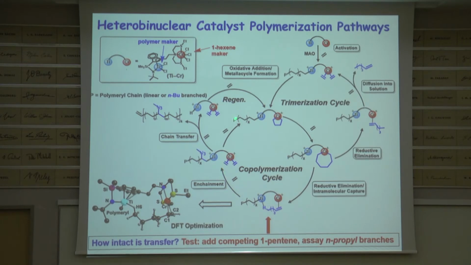Meanwhile, the chromium is making a new equivalent of one hexene, but this species can also react with ethylene. And the net result is then we get a polyolefin with N-butyl branches. Remember, the one hexene is enchained to give butyl groups. We see those in the NMR. So this is, remember, the one hexene maker. This is the polymer maker.